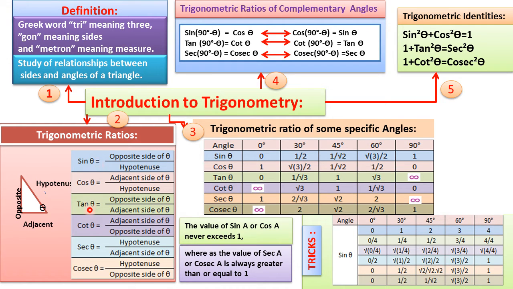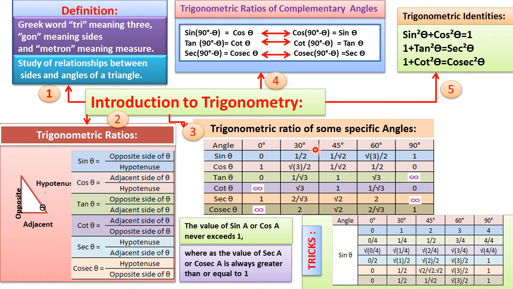Another important thing, apart from this, is that you need to know the reciprocals. 1 by tan theta gives me cot theta, 1 by cos theta gives me sec theta, and 1 by sin theta gives me cosec theta. Then we also need to know the values of some frequently used angles. There is a ready table here, you need to remember this.